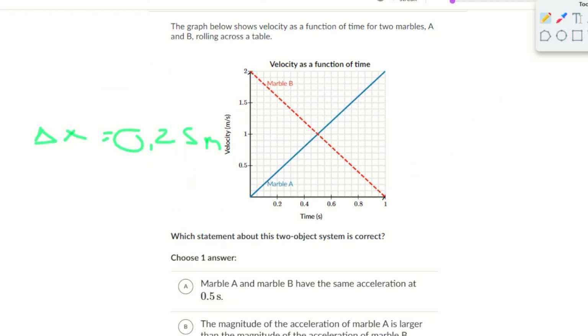And then if we do the same thing for marble B, we can see that at 0.5 right here, we would make the area under marble B's curve. Notice how marble B has the line way up higher here at velocity equals 2. So it starts off with the initial velocity of 2 meters per second. That means it's going to have a greater displacement because it's traveling faster in the beginning compared to marble A, which just starts from 0.